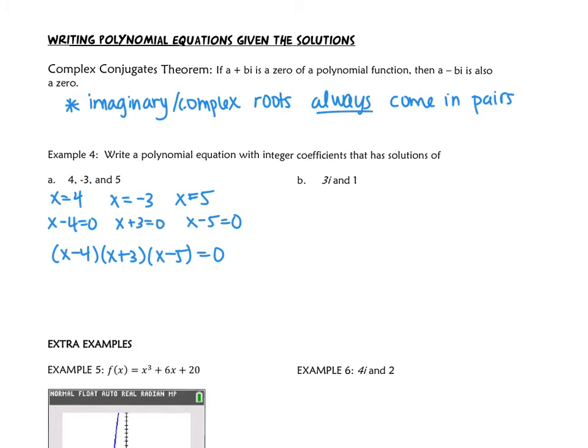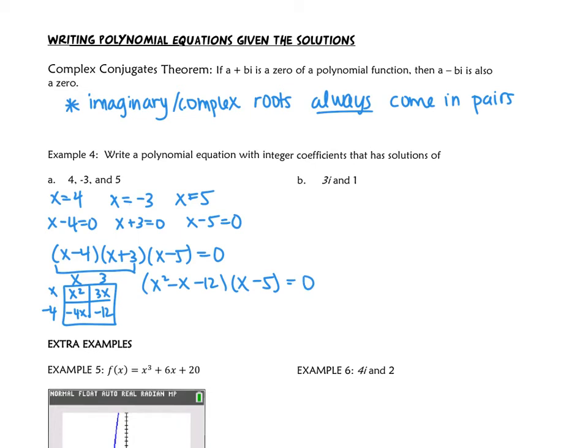Now, I want this to be in terms of standard form. So I don't want the factored form. I want it in standard form. So we do need to multiply this out. I'm going to start here. We've talked about some of you like to FOIL. I like to do the box. Doesn't matter either way. So we get x squared, 3x, negative 4x, and negative 12. Combining like terms, I get x squared minus x minus 12.